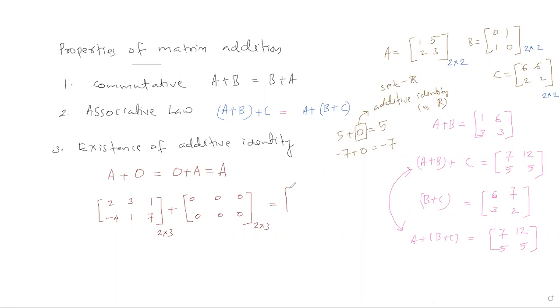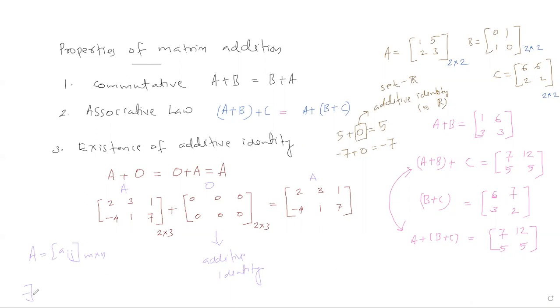So if you add that, when you add 0 to 2 plus 0 2, 3 plus 0 3, 1 plus 0 1, -4 plus 0 -4, 1 plus 0 1, 7 plus 0 7, you got the same thing. If this is your A, this is your zero matrix, you are getting the same matrix. So this is known as additive identity. So in matrix addition, suppose A is a matrix, general form में लिखेंगे तो Aij of m by n, any order. Then there exists.